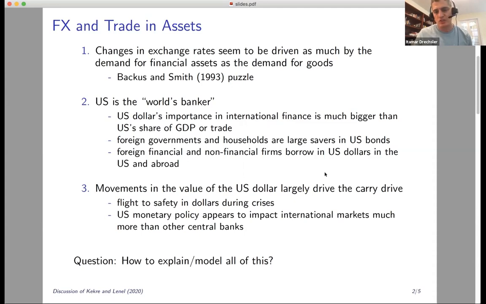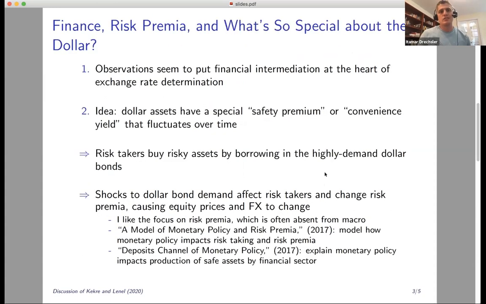One thing that's nice about it is that it really puts financial intermediation seemingly at the heart of exchange rate determination, which has been a classical macro topic. But here we really have to put finance at the heart of it. The idea here and in other recent papers is that dollar assets have a special safety premium or convenience yield that's important to understanding their role in the markets, and in particular, this is not a constant amount, but it fluctuates over time. So that's an important idea.